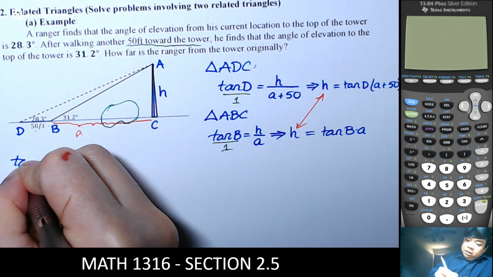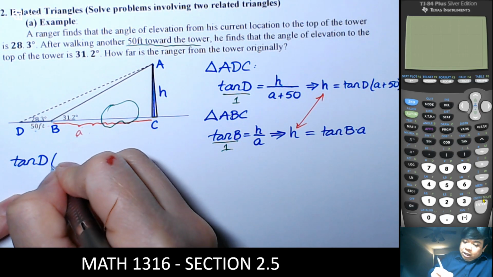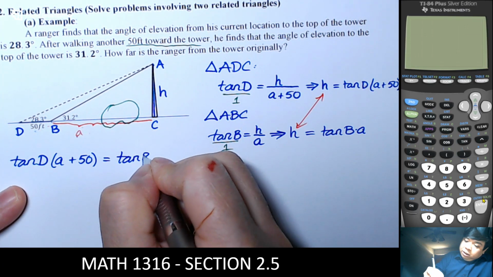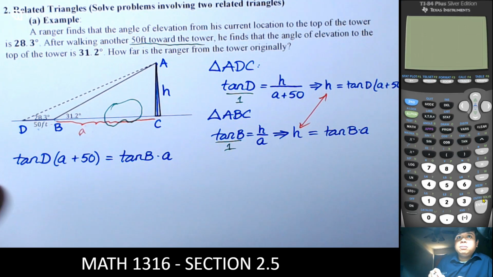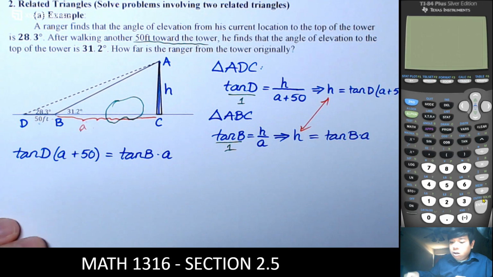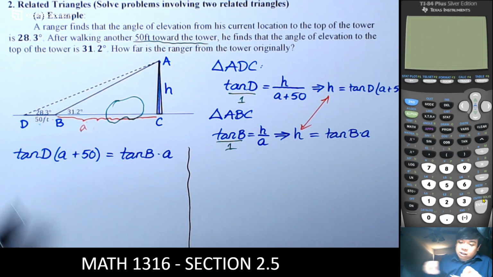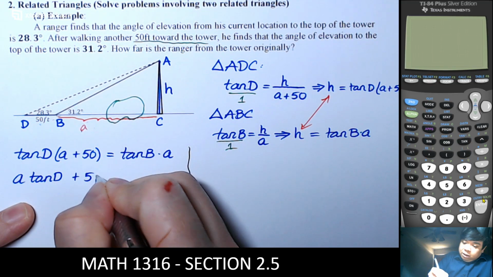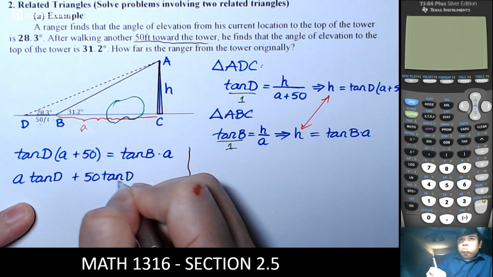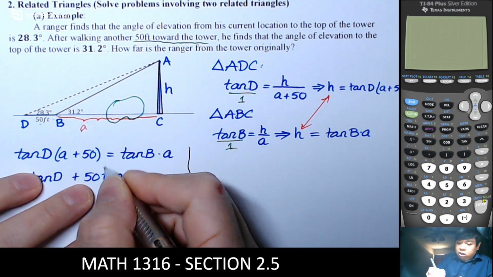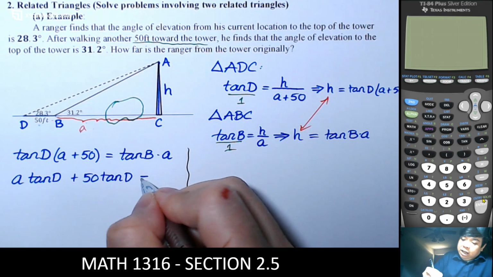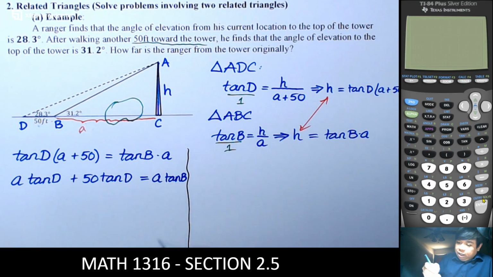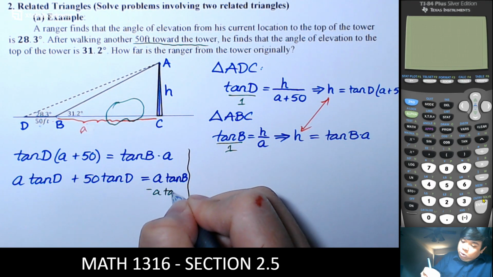So we have tangent of D times A plus 50 equal to tangent of B times A. Okay, I will keep that multiplied out. That will be A times tangent of D plus 50 times tangent of D. We know D, so tangent of D is easy, that's just a number. So we could keep that as 50 times tangent of D. And here we write A times tangent of B. And we solve for A. So we subtract A tangent B on both sides.